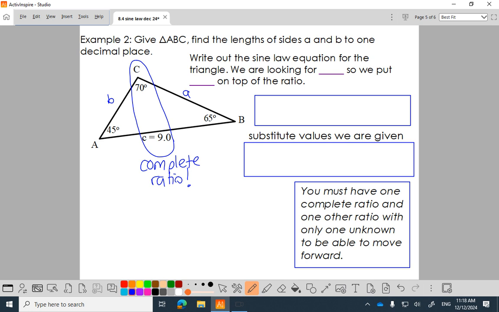Okay, so when you do the sine law, it's up to you, really. If you like one version over the other, it just requires some cross multiplying sometimes, but we can do the side version. Substituting the values we are given will show us which one is a complete ratio. If you're not sure, don't worry about it.